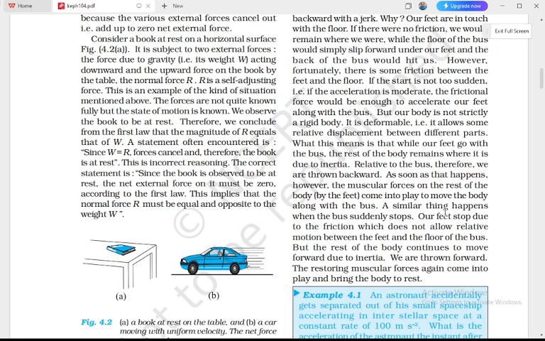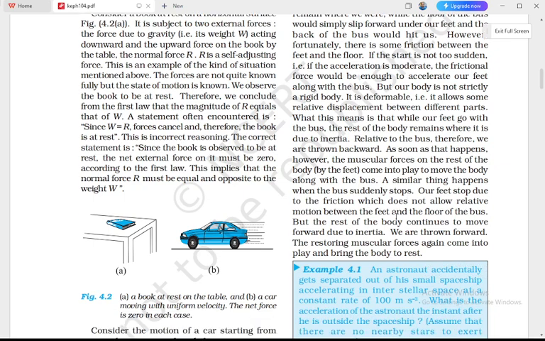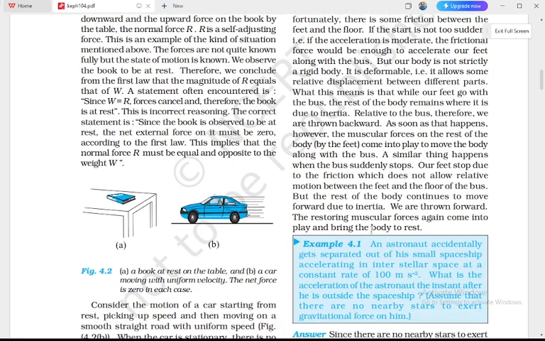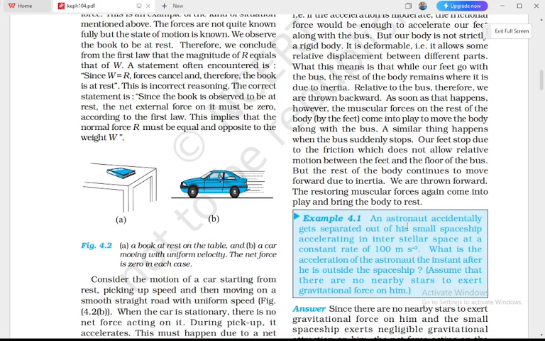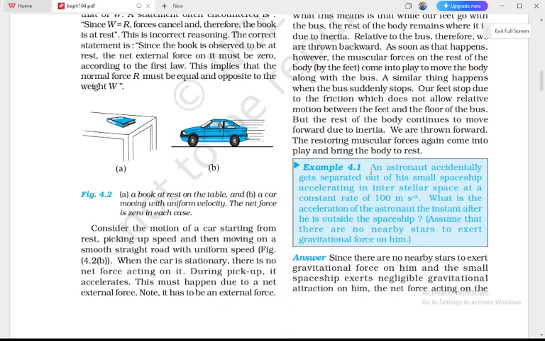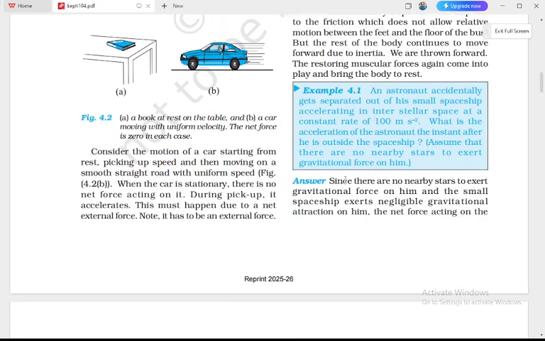A similar thing happens when the bus suddenly stops. Our feet stop due to the friction, which does not allow relative motion between the feet and the floor of the bus, but the rest of the body continues to move forward due to inertia. We are thrown forward. The restoring muscular forces again come into play and bring the body to rest.